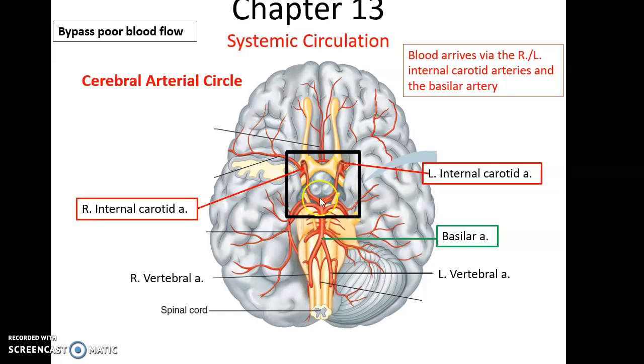And these arteries now lead to what's called the cerebral arterial circle. So this is a circle of arteries that all interconnect. And this is important because this helps to bypass areas where there may be low blood flow so that blood is able to reach most to all parts of the brain sufficiently.